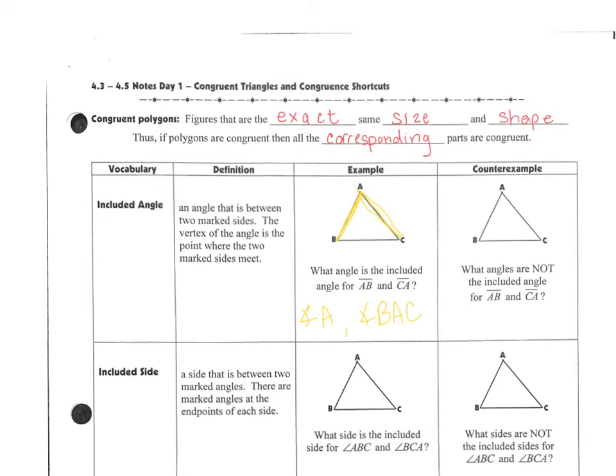So then we look at the counterexample. What angles are not included in the angle? And that would, of course, be this angle B and angle C.